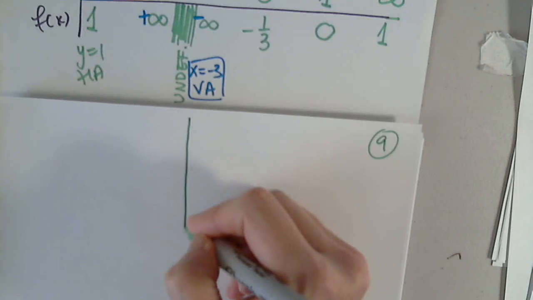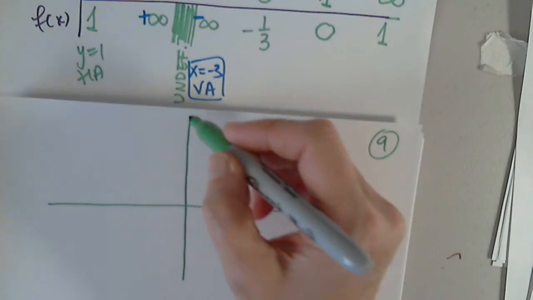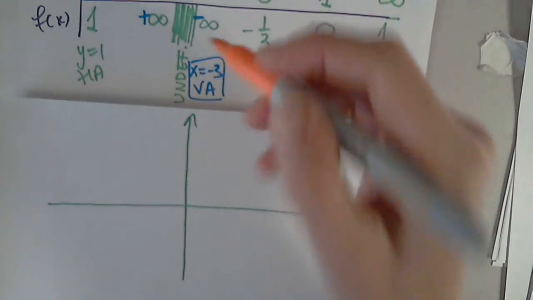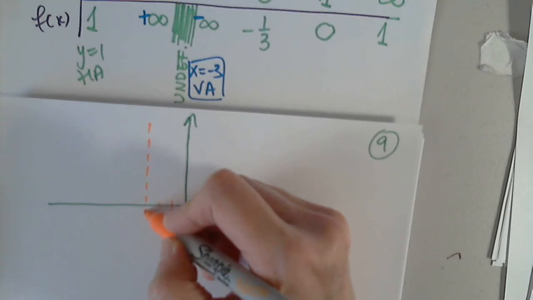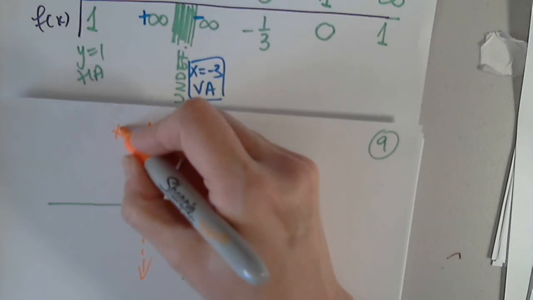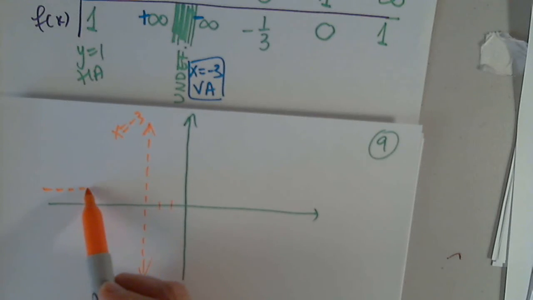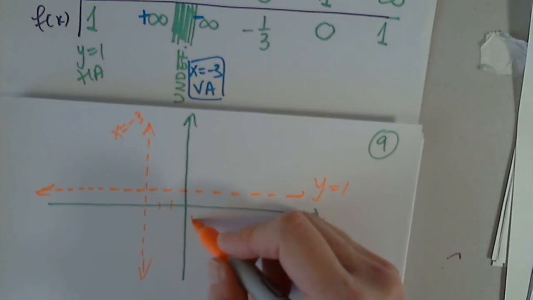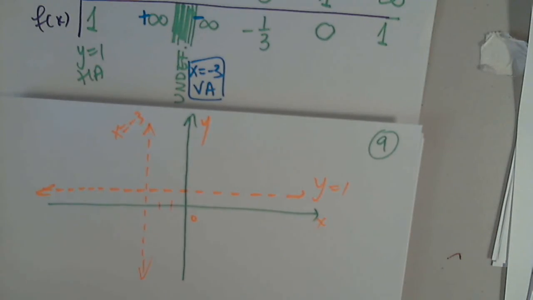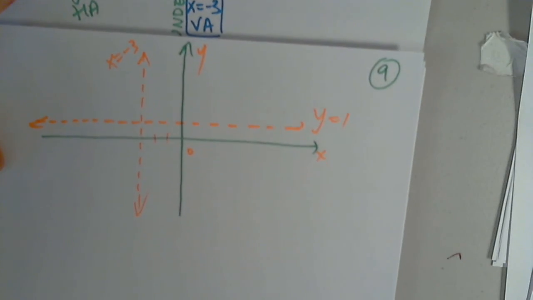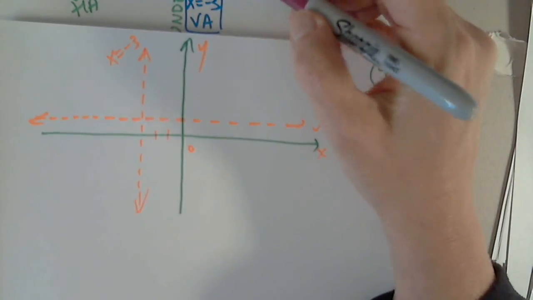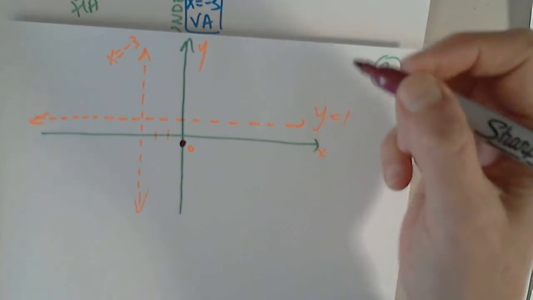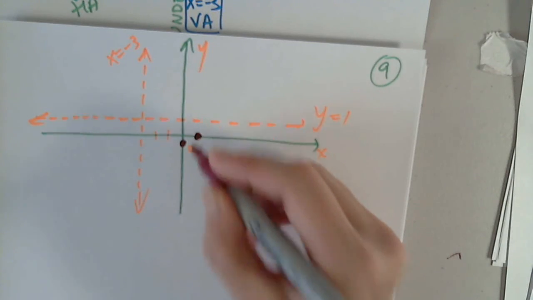When we graph functions with asymptotes, we have to graph the asymptotes first. So I'm going to graph the asymptotes. They are not part of the graph. There is a vertical asymptote at negative 3. There is a horizontal asymptote at 1. And now I'm going to graph the function. I have to plot 0 for x, negative 1/3 for y, and 1 for x, 0 for y.